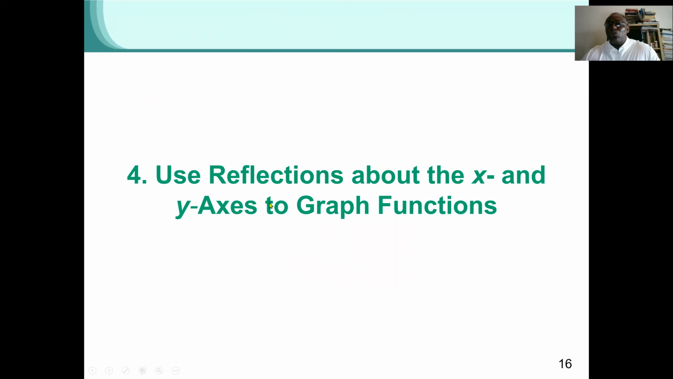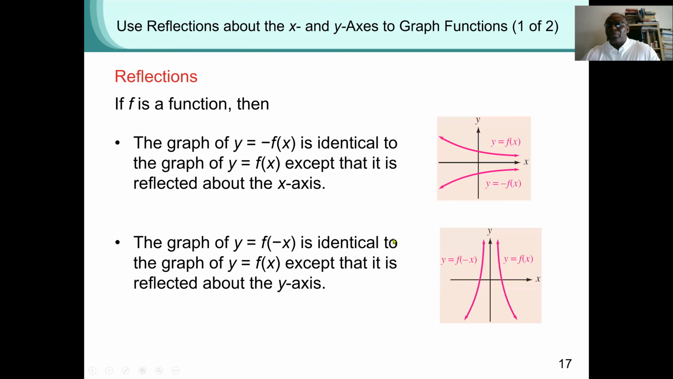Now also we can use reflections about the x and y axis to a graph function. So a reflection again means a mirror image, or we will say something is symmetrical. So here we can see this graph, y equal to f(x), is symmetrical to y equal to negative f(x). So I may use the correct term: reflection, the mirror image.